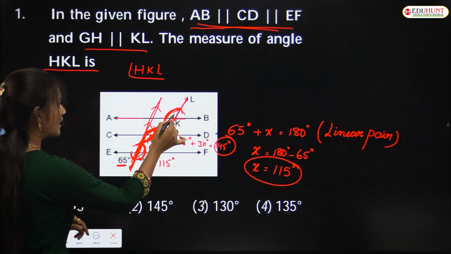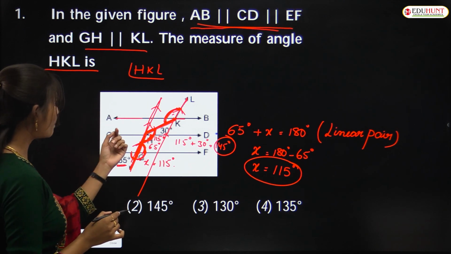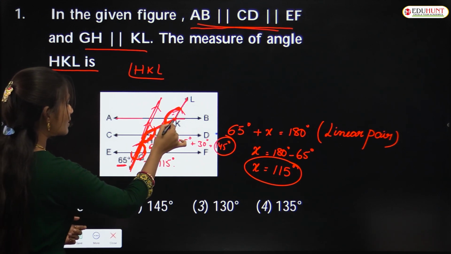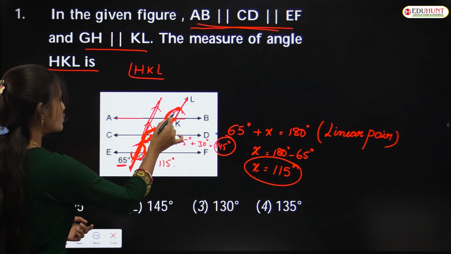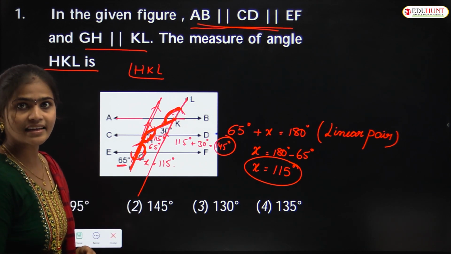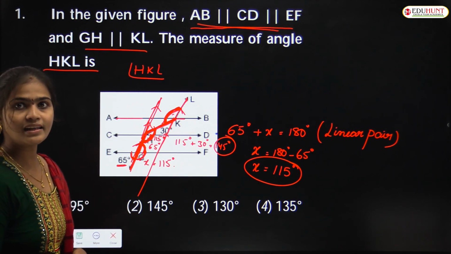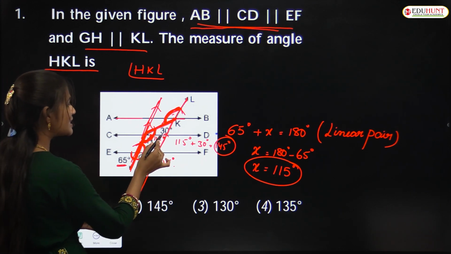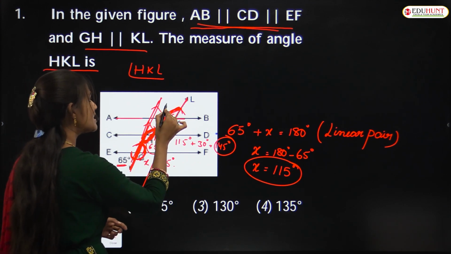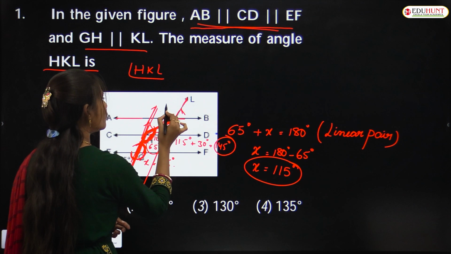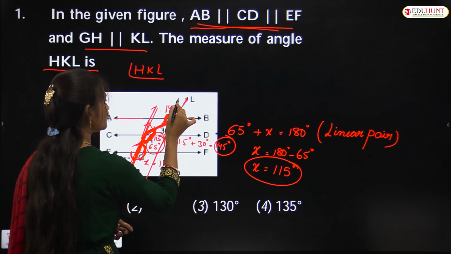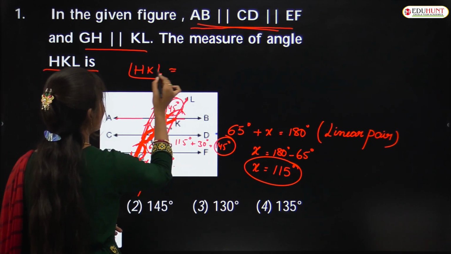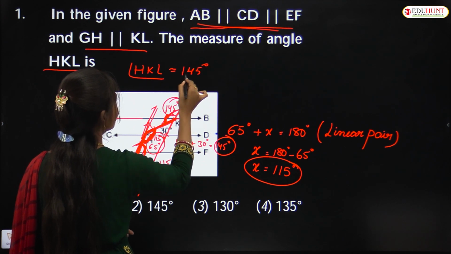Here these two lines are parallel, then HK is a transversal. So by observing that condition, we can observe that one of them is a Z. So these two angles are alternate interior angles. If the given lines are parallel, then alternate interior angles are equal. So by using that condition, this angle is equal to 145 degrees. So angle HKL is equal to 145 degrees.